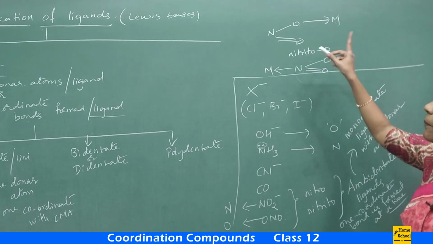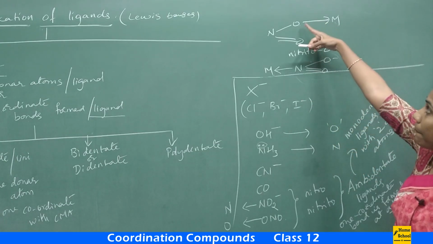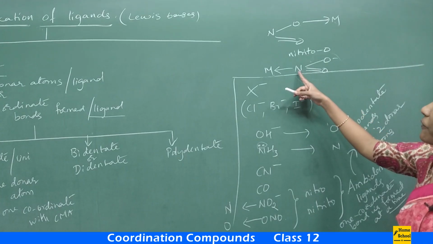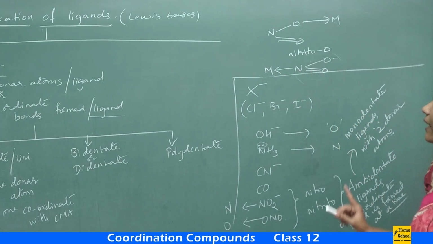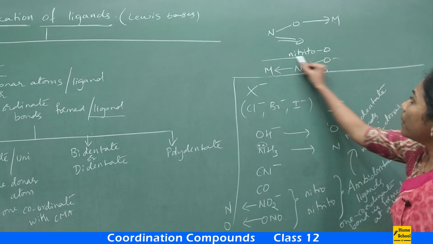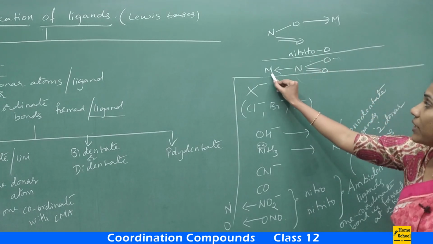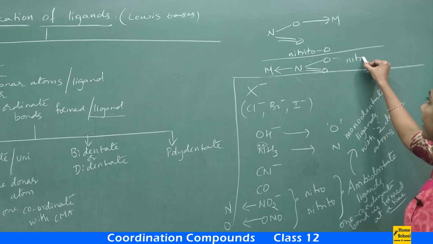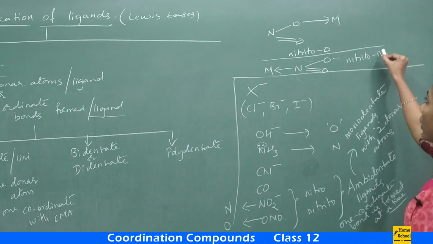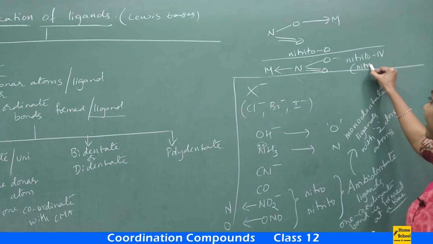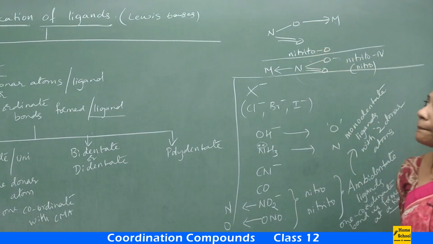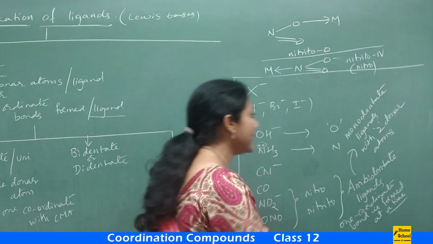Okay, only one bond at the same time, guys. Either the bond can be formed from oxygen or the bond can be formed from nitrogen. So here, if a bond is through nitrogen and the central metal atom, then it can be named as nitrito N, or you can just call this a nitro ligand.